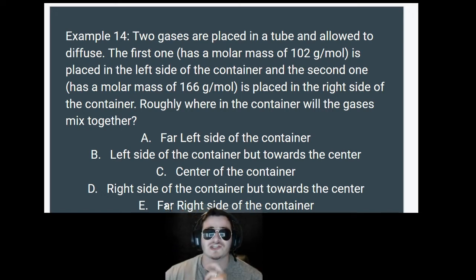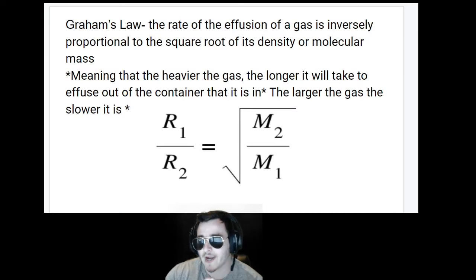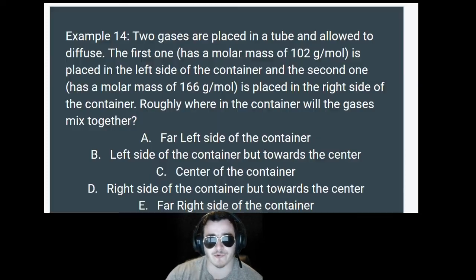But now let's discuss it using Graham's law, right? The lighter you are, the faster you move. So that's the critical concept here. The lighter you are, the faster you move. We've got our first gas, which has a mass of 102 that was placed on the left, and our second gas, which has a mass of 166 that was placed on the right. This 102 is going to move faster than the 166, right? That's Graham's law at work, which means the gas that is put into the left side is going to move faster.